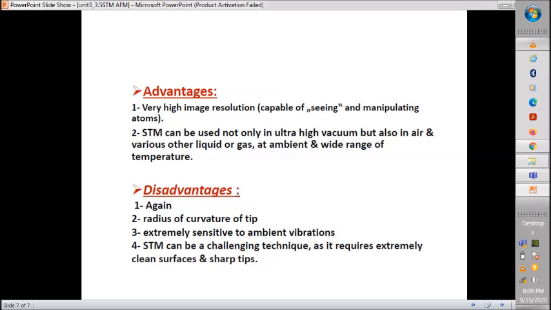The disadvantages are that the radius of curvature of the tip has to be maintained, because it has to be a very minute diameter. It is extremely sensitive to ambient vibrations. STM can be a challenging technique as it requires an extremely clean surface and sharp tips. So that's all about STM.